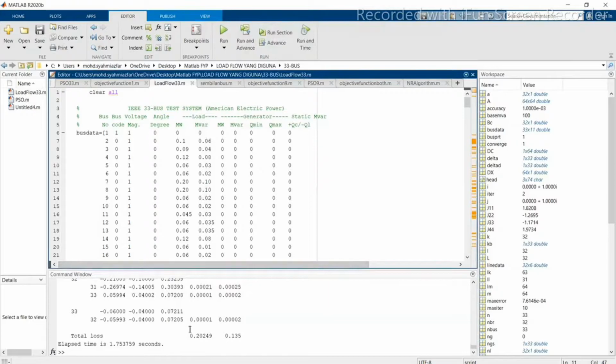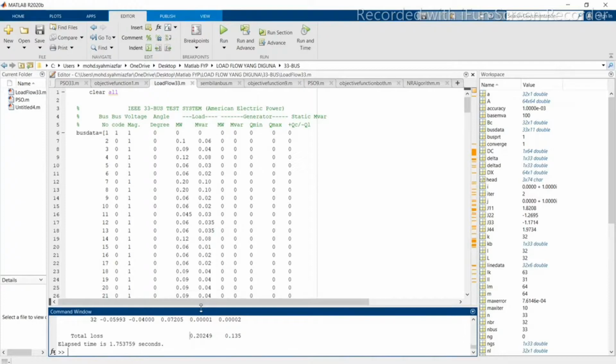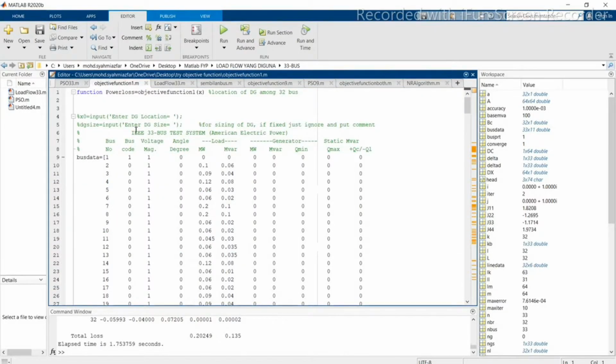Here is my real power losses, since my project only focuses on the real power losses. Then we will proceed to the PSO after we finish the load flow. For my 33 bus system, I will use only one DG with a fixed size of 3 megawatts. This is my objective function.